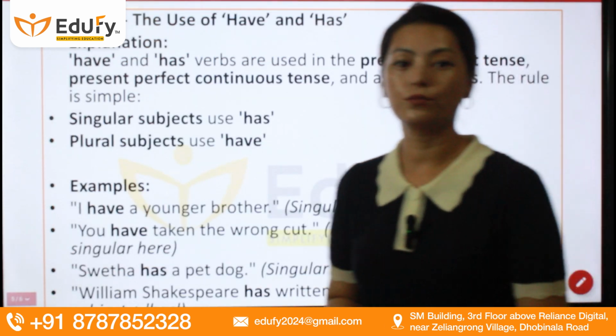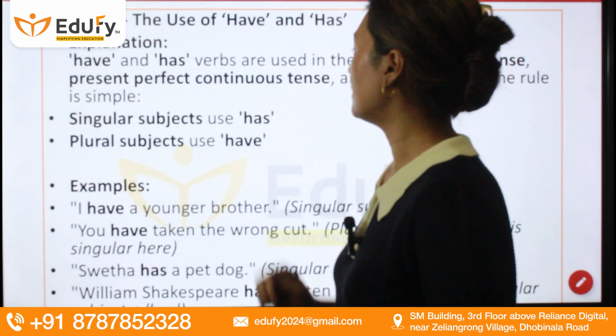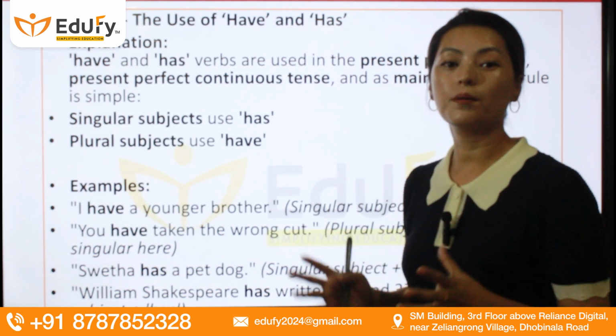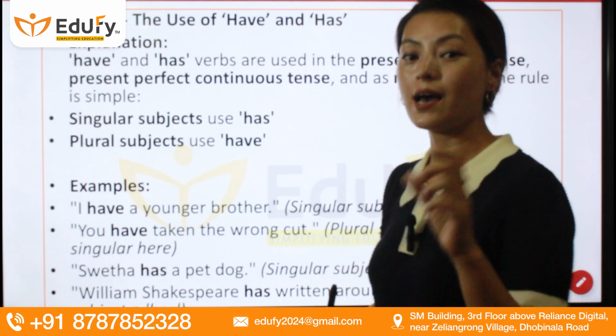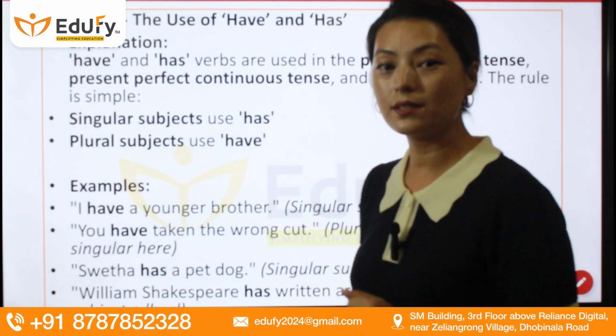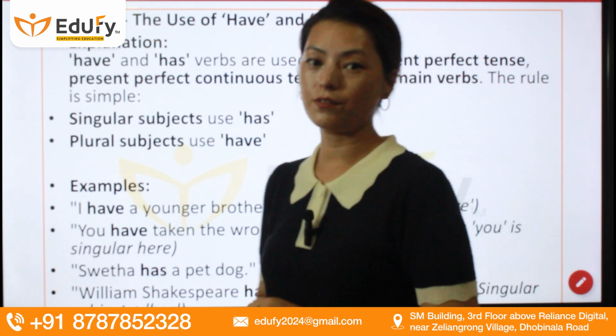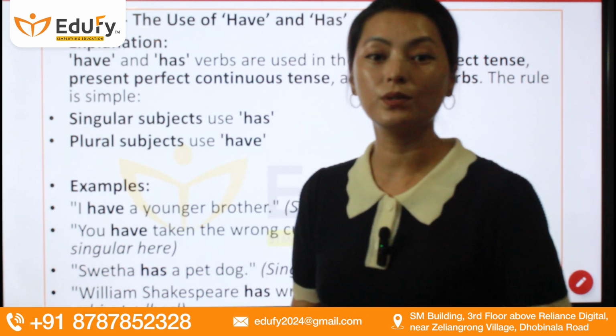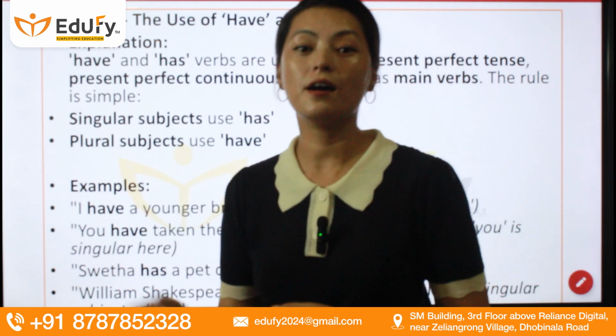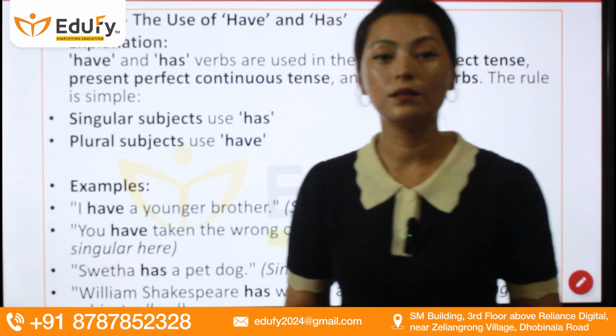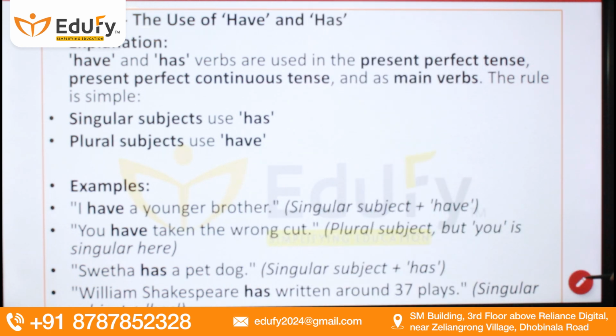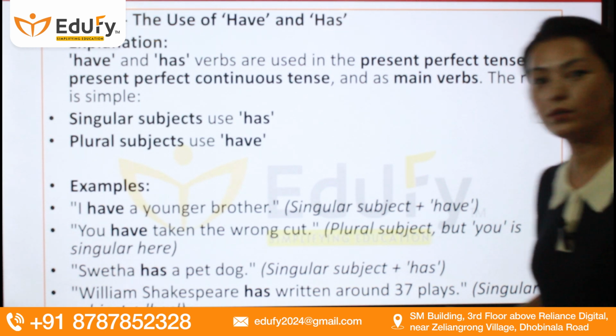The next rule, rule number 3, if you look at this, it is going to talk about the use of the words has and have. What is the difference? The main difference that you have to understand is has is used with a singular subject, whereas have is used with a plural subject. Let's take a look at the examples here. You will find all the answers here.